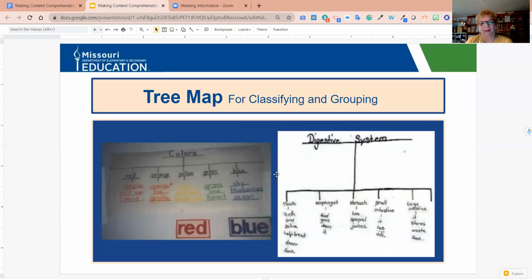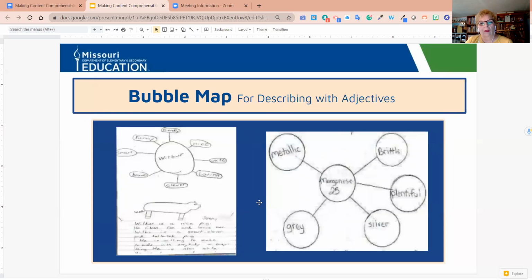Our tree maps are very helpful. And a lot of times we left these up and added to them as the year went on, and just kept adding more and more as we went deeper into a subject. Or with colors, that one stayed up there all year long, and we just added to it all year as we found things that were different colors.